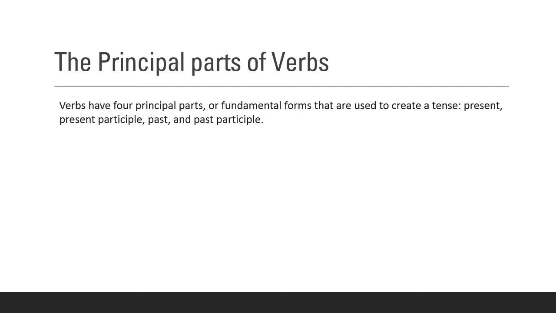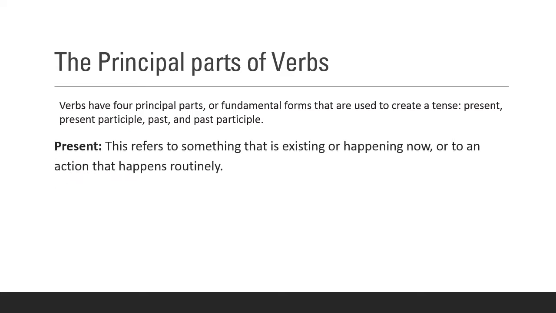Generally, the principal parts of verbs are four, and these are the fundamental forms that are used to create tense. They are the present form of the verb, the past form of the verb, and the two participle forms, the present participle form and the past participle form. Let's take a quick look at each of the forms and how they appear in the case of verbs.